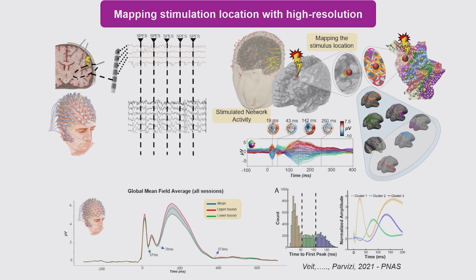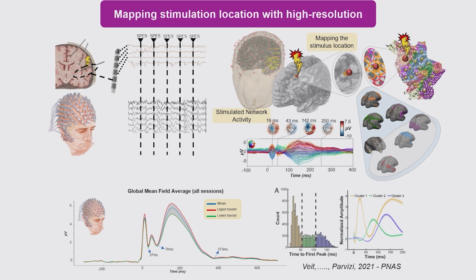What we saw, and this is just to show you the average of the activity, is that regardless of the network that we perturb, we were able to record similar evoked potentials compared to what, for example, the group of Parvizi has shown.